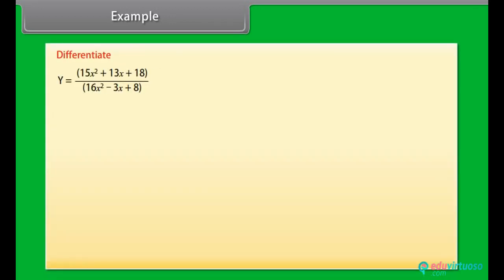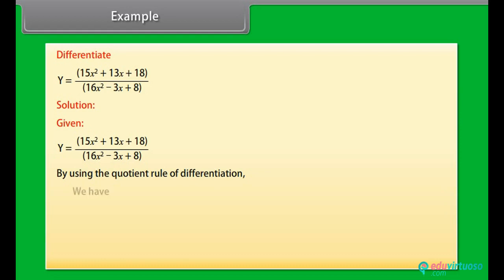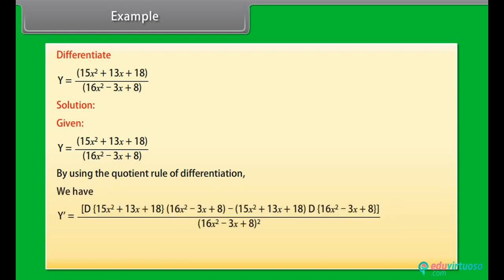Differentiate y is equal to (15x^2 + 13x + 18) by (16x^2 - 3x + 8). Solution. Given y is equal to (15x^2 + 13x + 18) by (16x^2 - 3x + 8). By using the quotient rule of differentiation, we have y' is equal to the differentiation of (15x^2 + 13x + 18) into (16x^2 - 3x + 8) minus (15x^2 + 13x + 18) into the differentiation of (16x^2 - 3x + 8), by (16x^2 - 3x + 8) whole square.